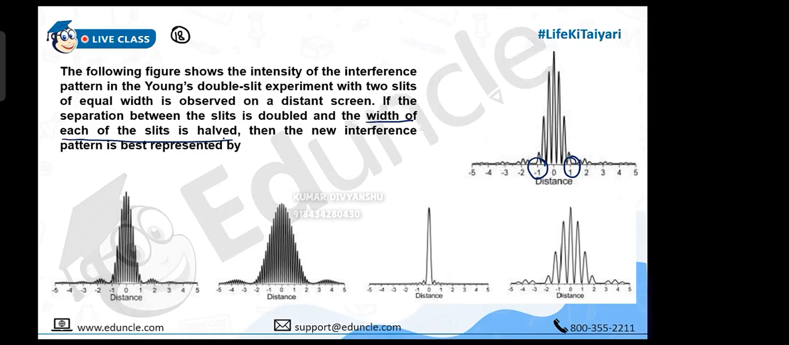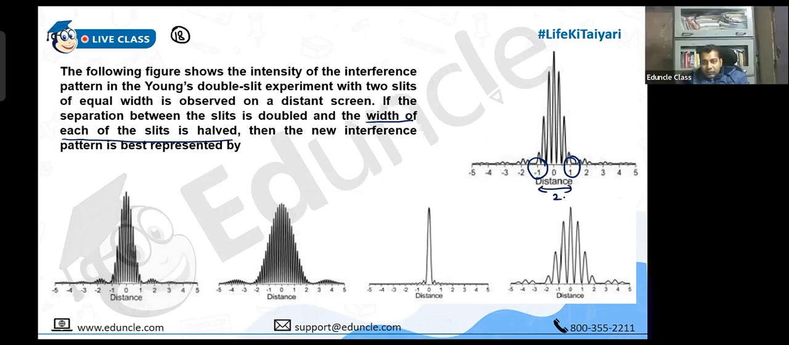It should become double, because the slit width is half. Right now it is 2 units, from -1 to 1, so it should become 4 units. So this one is wrong, this one is wrong. It may be this or this, because in both it is becoming 4. This one is clear.